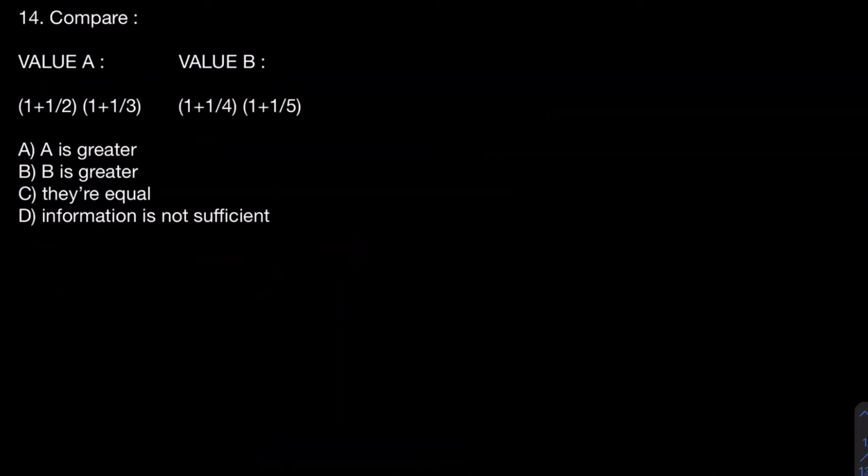Now, question 14, we have compare value of A and value of B, one of the most common questions in Qudurat. So, value of A here, we have 1 plus half multiplied by 1 plus third. There are brackets, so you know that this is a multiplication. So, this is the first value. Value of B is 1 plus 1 over 4 plus 1 over 5.